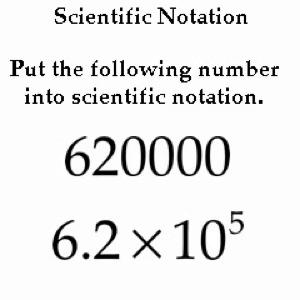So let's convert a couple numbers into scientific notation. We have 620,000, and we need to put it in scientific notation because it'll be easier to write. So we need to put it as 6.2 times 10 to the 5th.